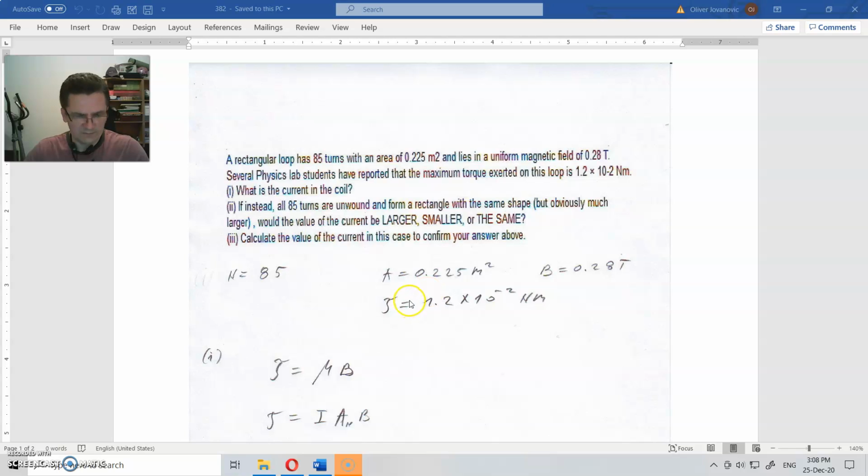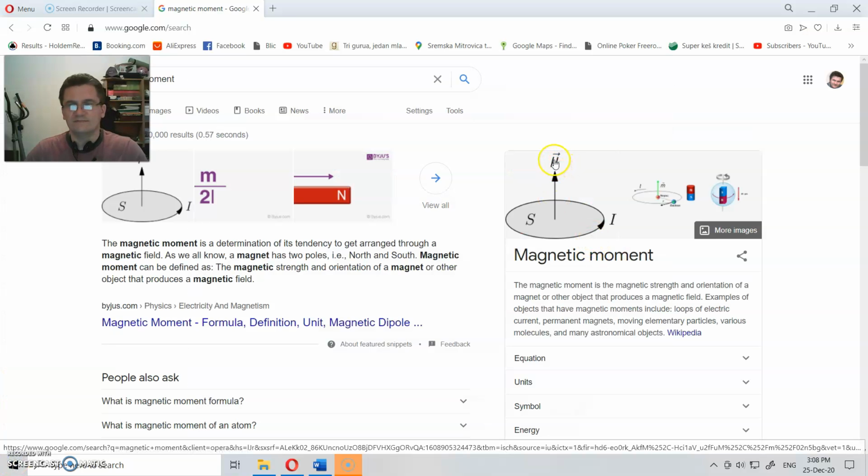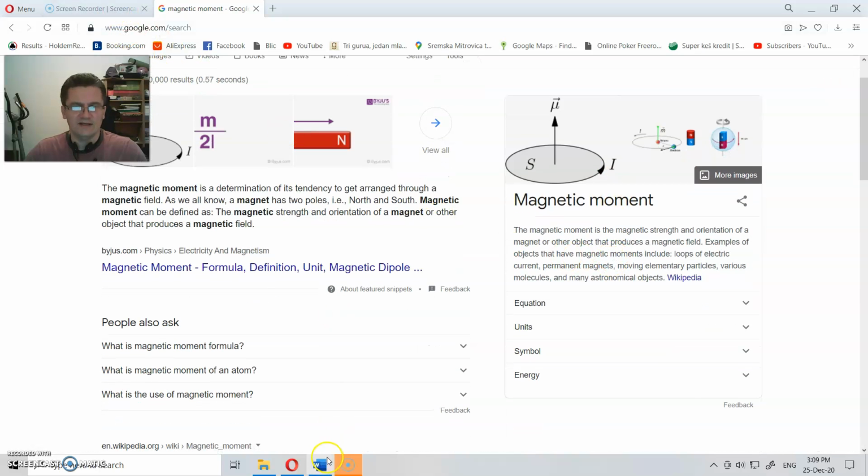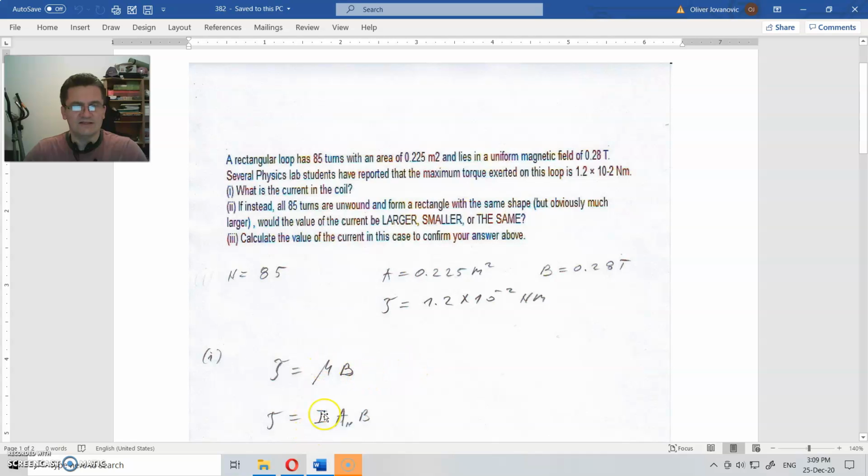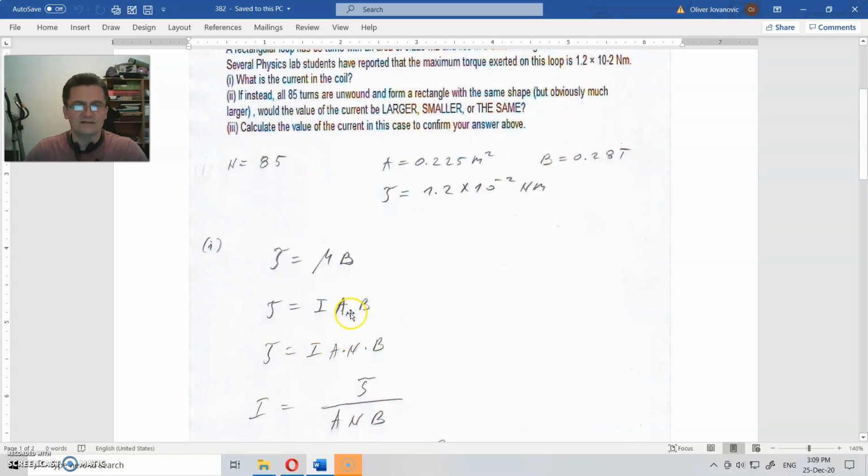Okay, so first of all, this is the torque on the current loop in external magnetic field. So this is the torque, this is the magnetic moment, I think. Let me check. Yes, that is magnetic moment. So you have surface area, you have current, and that is the magnetic moment. Very nice. So magnetic moment is the current times the area of that loop times N, and N is the number of the loops.